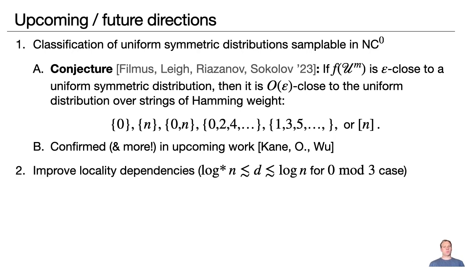One problem that we're not able to handle is to improve these locality dependencies. Right now we have a pretty large gap, and this stems from our graph elimination techniques, which, as mentioned, are tight. So somehow, if you want to beat our bounds, you might need some new ideas to do so. And a final direction is to consider distributions with non-symmetric support and see what you can say about these.